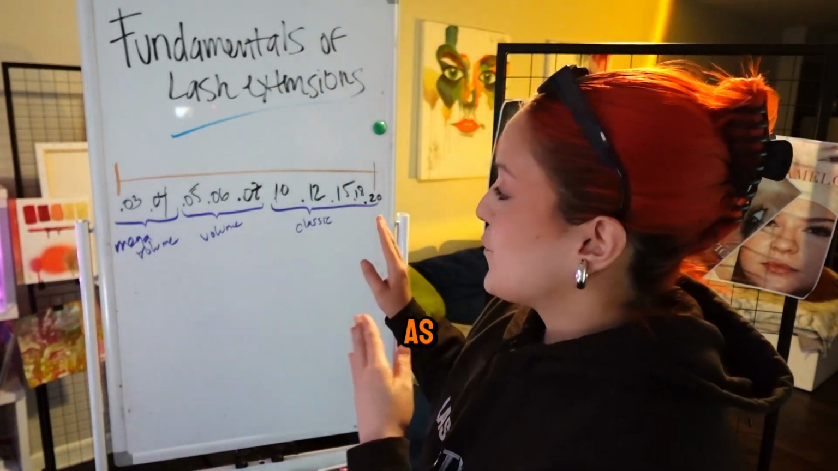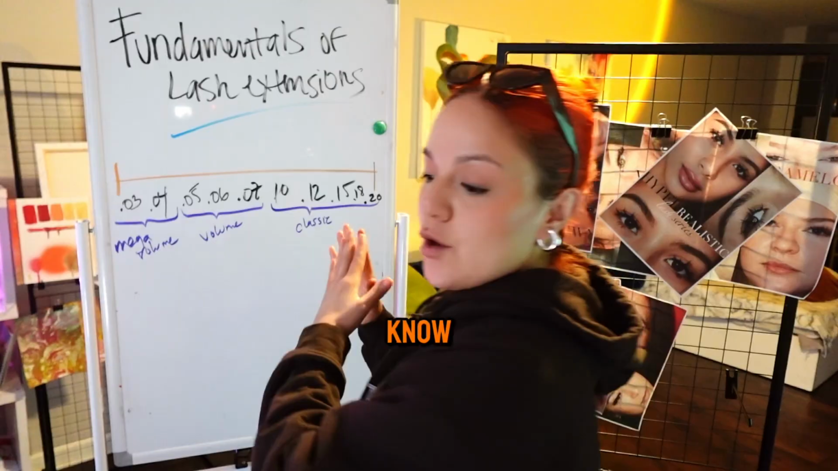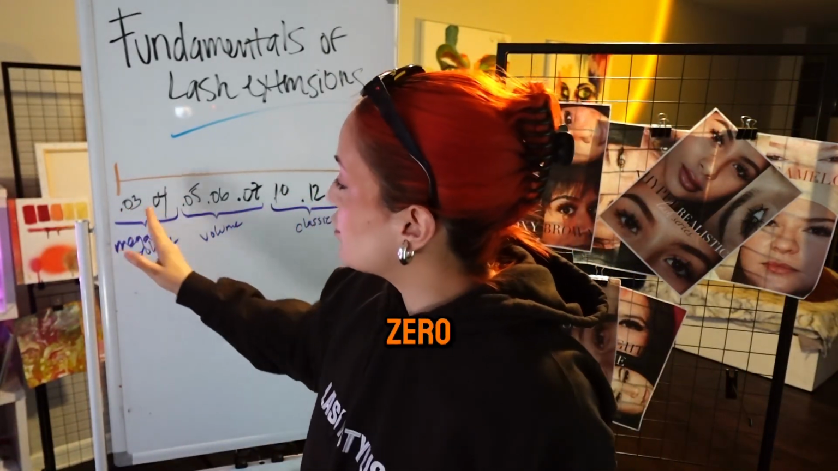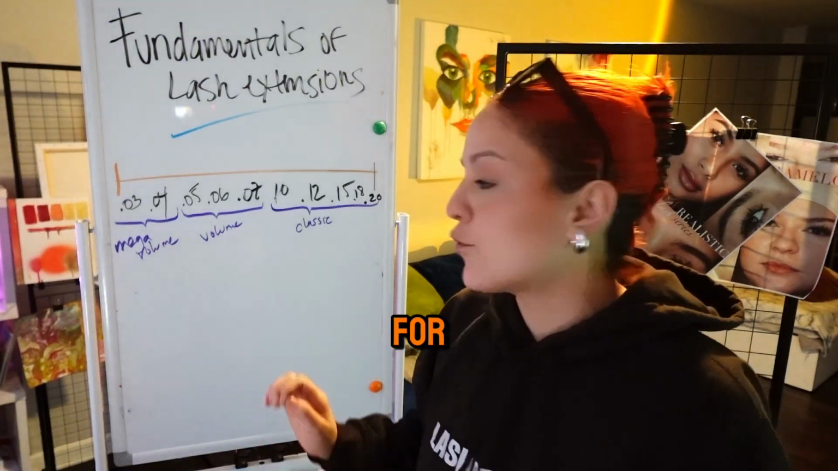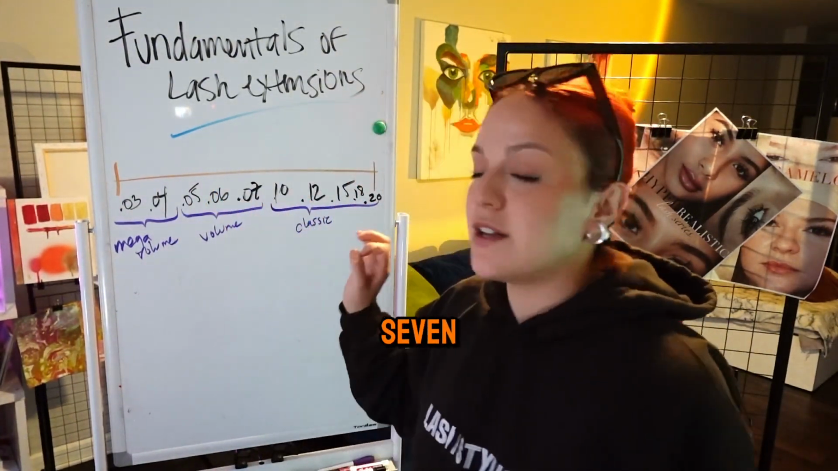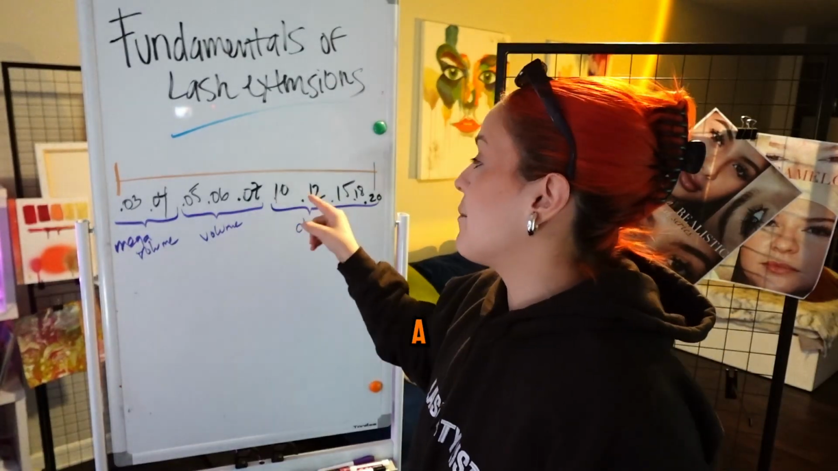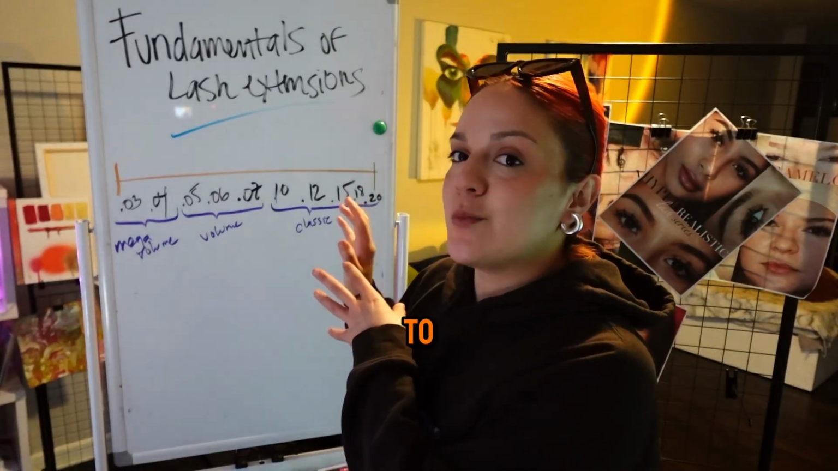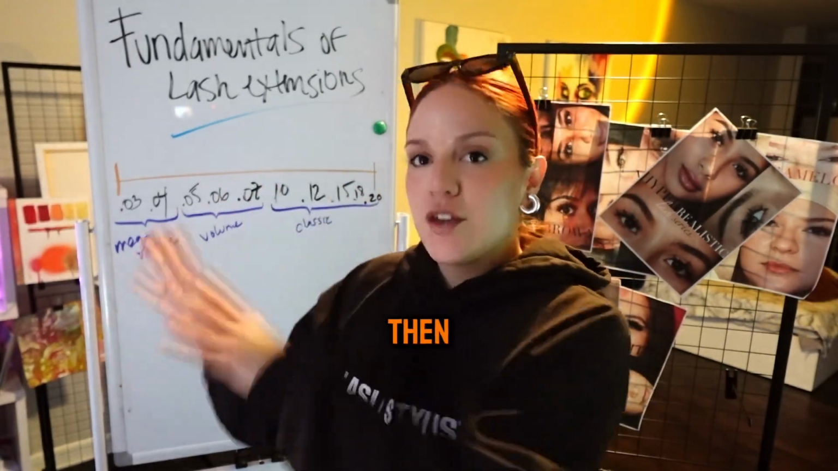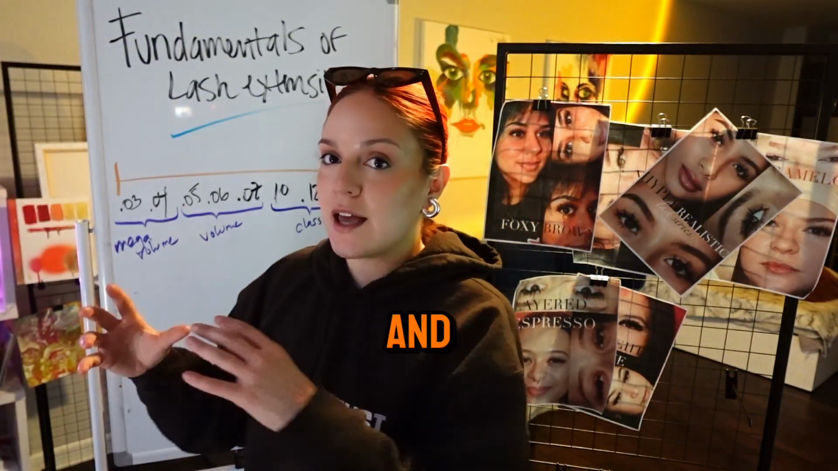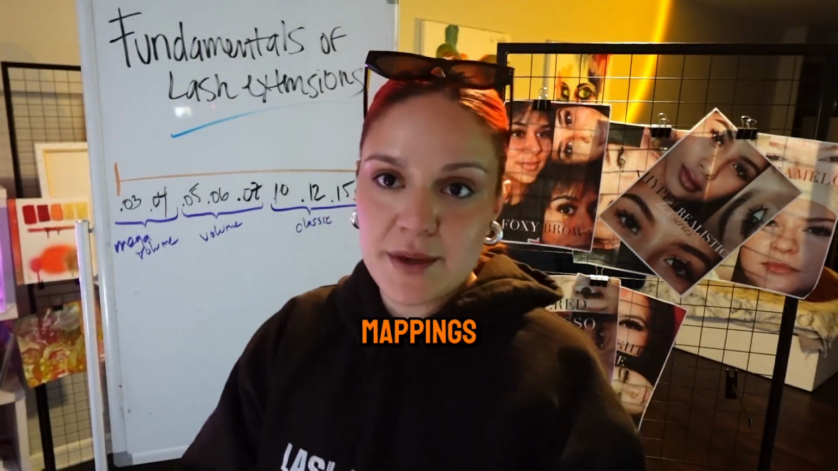So as far as diameter goes, you already know what you need to know based on this chart. As long as you know that 0.03 and 0.04 are dedicated for mega volume, and 0.05, 0.06, and 0.07 is for volume, and anything with a 0.1 or greater, it's going to be dedicated for classic, then you know the basics. From there, you can build and you can get more complex and learn different stylings and mappings, but just know that.